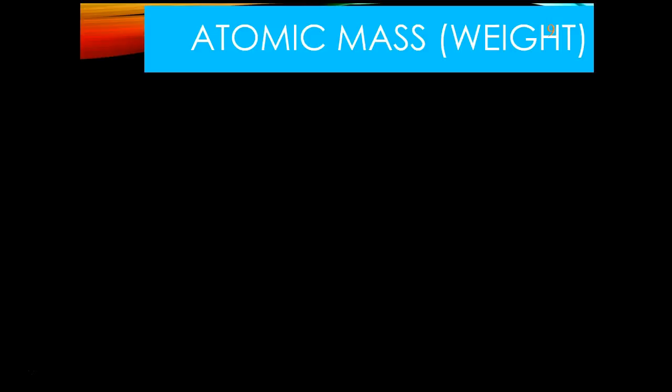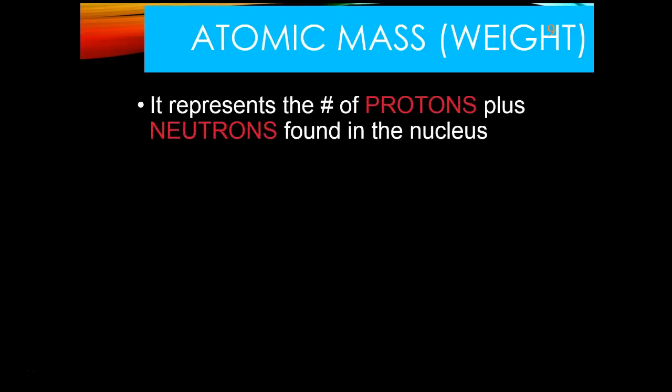Now let's talk about the atomic mass. The atomic mass represents the number of protons plus the number of neutrons. So again, the number of protons plus the number of neutrons. If you look at the table, you'll never see the number of neutrons, so you're going to have to actually calculate this number of neutrons, okay? And we'll do the calculations in just a minute.